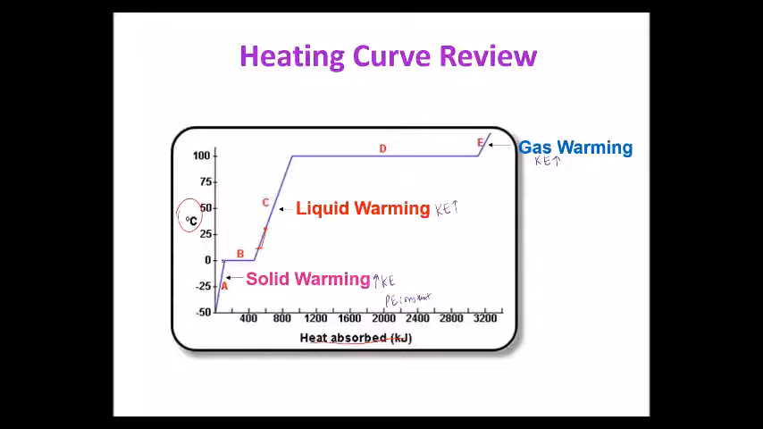When they finally reach that temperature, that is when they have enough energy to overcome the forces and start engaging in changing phase. So the plateaus are the phase-changing parts of the graph. The slopes are just warming and making them move faster.